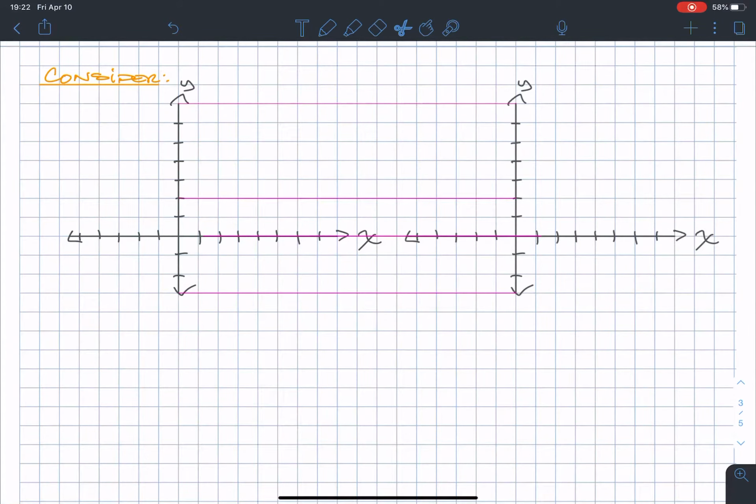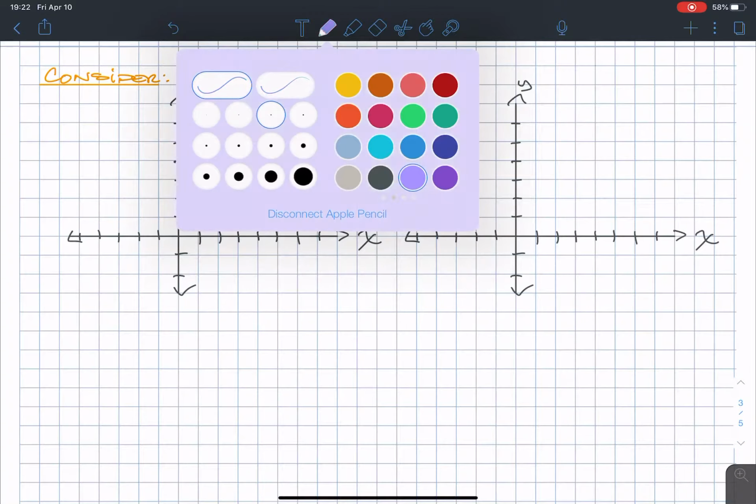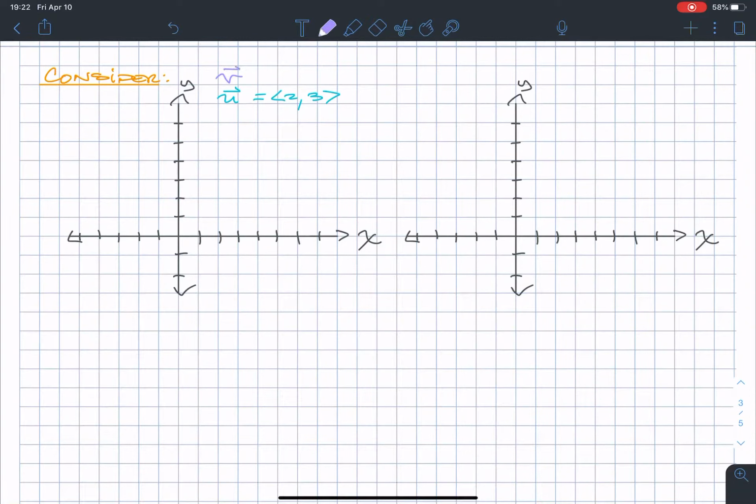Okay, so I'm going to look at this in two different ways. So let's say we have vector u. So vector u, let's have it be 2, 3. And vector v, let's have it be 1, -1. Okay, so in standard position, this is vector v. And over 2, up 3, this is vector u.